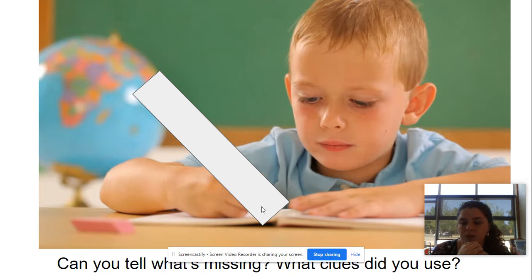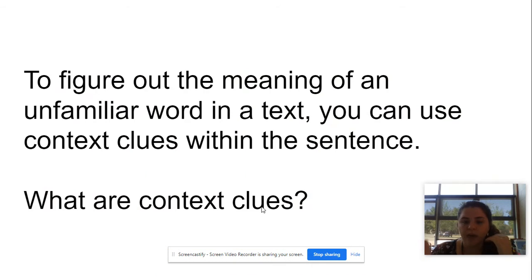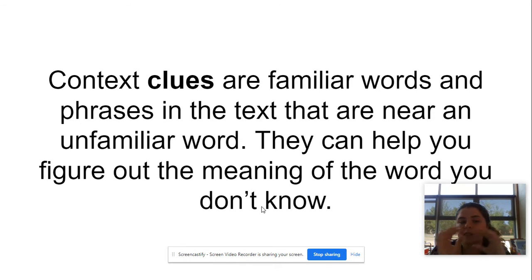And so just like I used clues to figure out what was missing in this picture and this picture, we can use context clues to figure out the meaning of an unfamiliar word in a text. And especially when we are reading a sentence in our stories or just for fun when you're reading a book and you come across a word you don't know, we have to use those context clues to figure out what they mean. So the definition of context clues is that context clues are familiar words and phrases in the text that are near an unfamiliar word. They can help you figure out the meaning of the word you don't know.